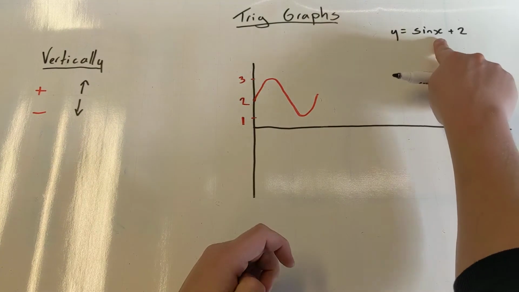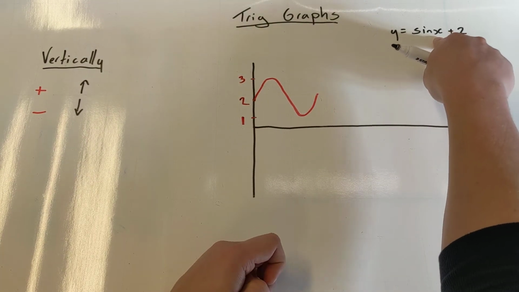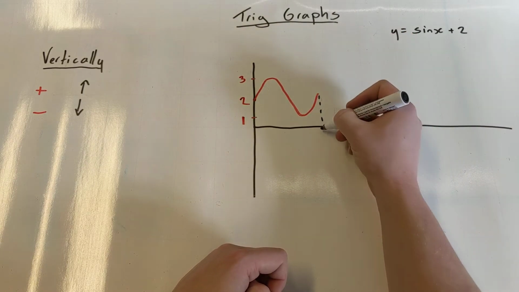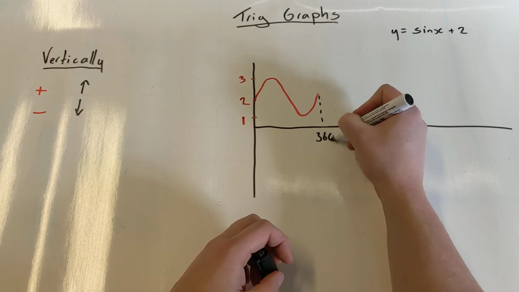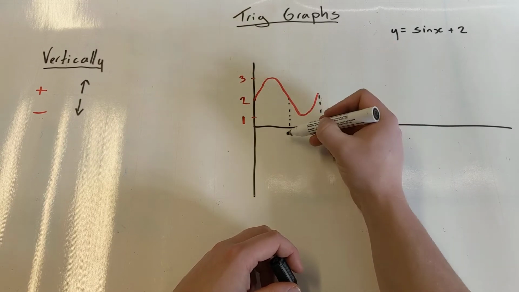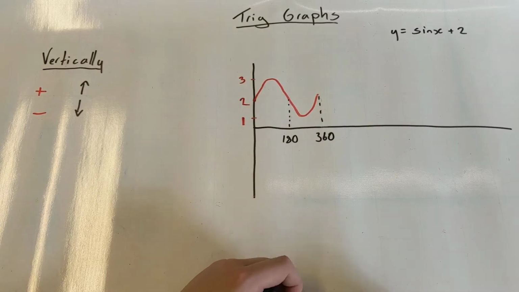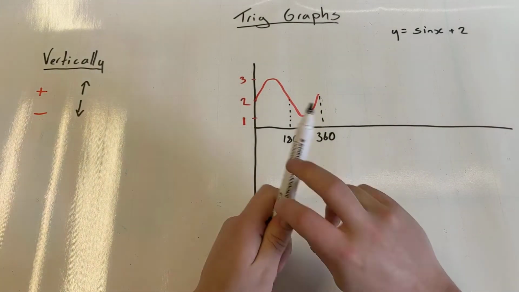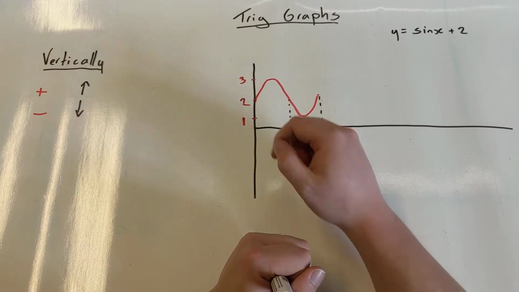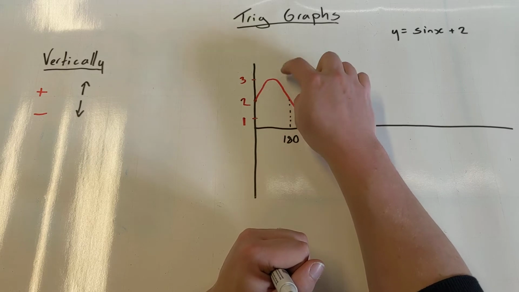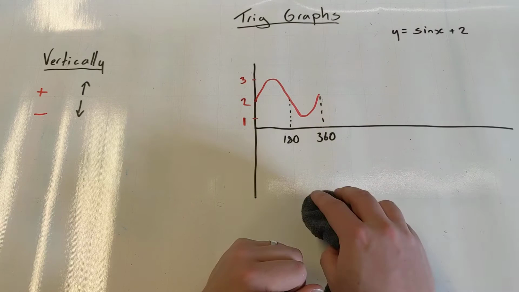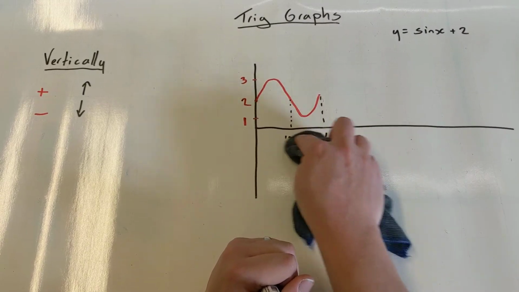So our graph then will be a sine curve that goes up to 3 and down to 1 like that. And because there's no number here by the x, that means it's doing one cycle in 360. So this bit here must be 360, and then that bit there in the middle must be 180. And that's what y equals sine x plus 2 would look like. Every part of it has moved up 2. So the origin has moved up 2, the peak has moved up 2, and the troughs have moved up 2. Let's look at another one of these.